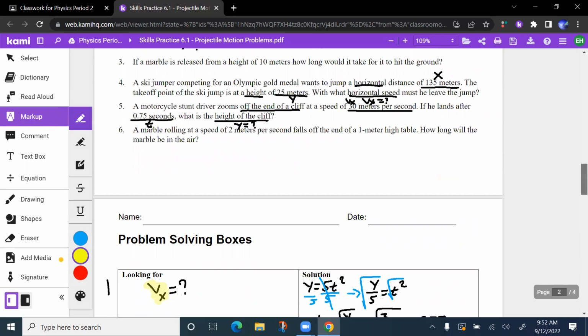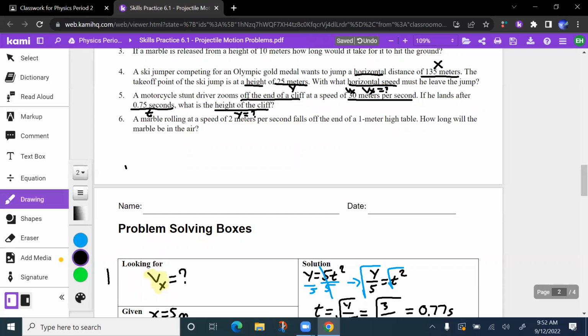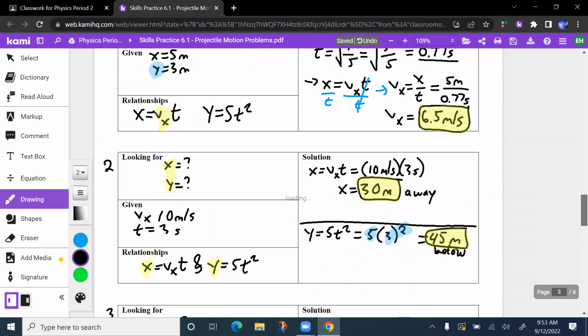Number 6, last and final question. Please read along with me. A marble rolling at a speed of 2 meters per second falls off the edge of the table. Well, that's the speed that you're leaving the end of the table with. Okay, so if you were to examine a picture, here's your table and there's your marble going to go off the edge horizontally. So we want to make sure we are labeling this correctly. That makes 2 meters per second. That's going to be v sub x. 1 meter high is the keyword table that makes this y. How long? You're looking for time. So we have 1 meter, 2 meters per second, and we're looking for time.